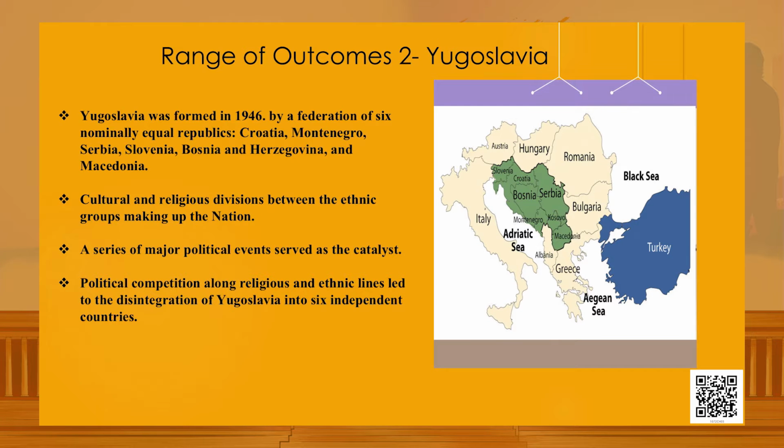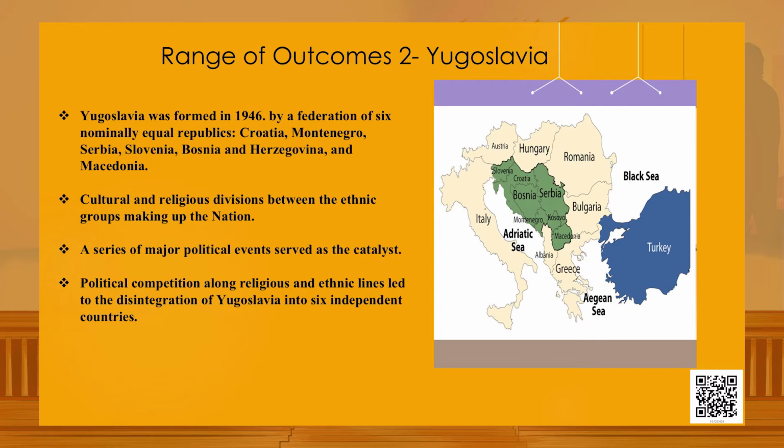Now, let us look at another possible outcome and study the case of Yugoslavia. In Yugoslavia, the story did not have a happy ending. Let us in brief study the conflict in Yugoslavia. Yugoslavia was formed in 1946 by a federation of 6 nominally equal republics: Croatia, Montenegro, Serbia, Slovenia, Bosnia and Herzegovina, and Macedonia.